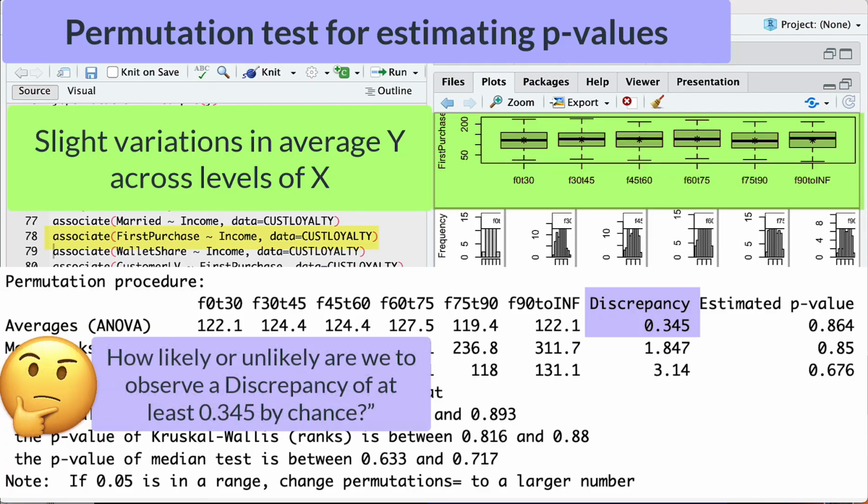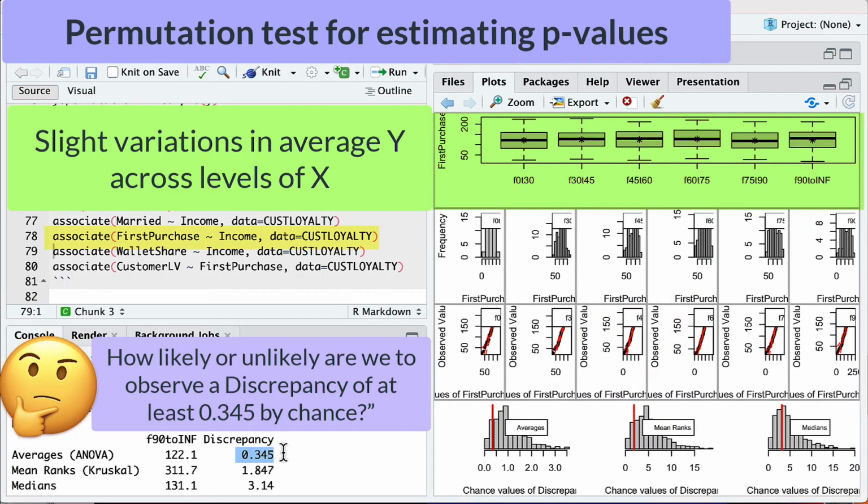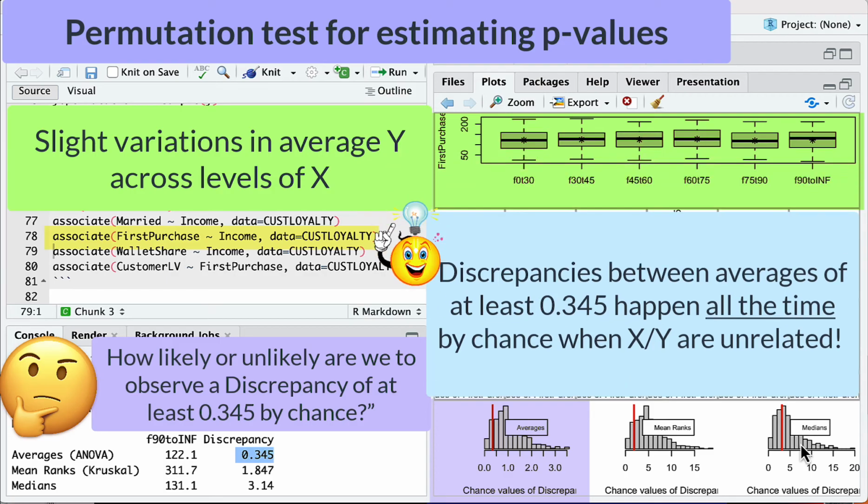So how often do we see discrepancies at least as big as this when we randomly pair our x and y's together, those income amounts and first purchase amounts? Well, that's what these histograms at the bottom reveal to us. The far left one compares the averages of each of those permuted data sets. The one on the far right looks at the discrepancy when we compare the medians for the different levels of income. So what we find is the value of the discrepancy in our data is something that chance alone can pretty readily help explain. We see a lot of permuted data sets that have bigger discrepancies here.